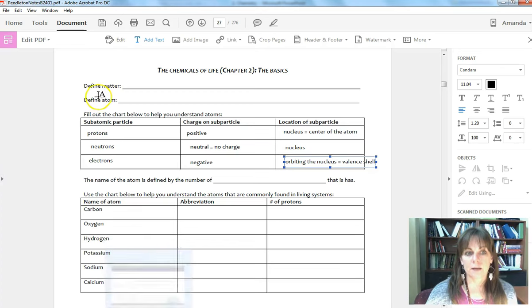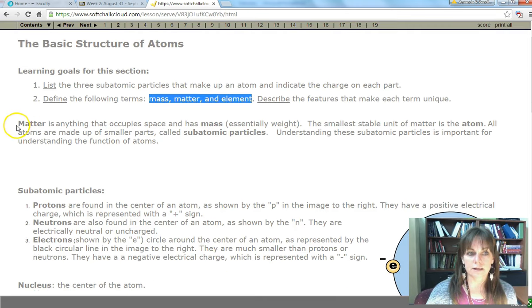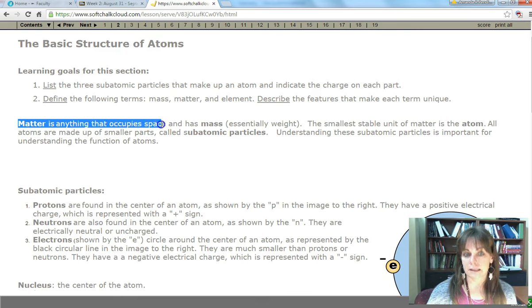All right, and up here for define atom, you should have that it is the smallest stable unit of matter. You had that from chapter 1 notes as well. And then if we go back here to define matter, you notice in your lesson it tells you right here, matter is anything that occupies space and has mass, and mass is essentially weight. So most things in our world are matter, even if they're super small. An atom is matter, even though it's something that we can't see with the naked eye.